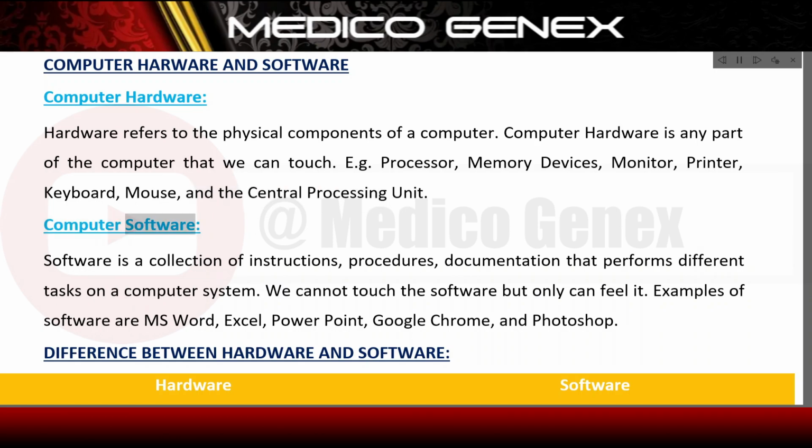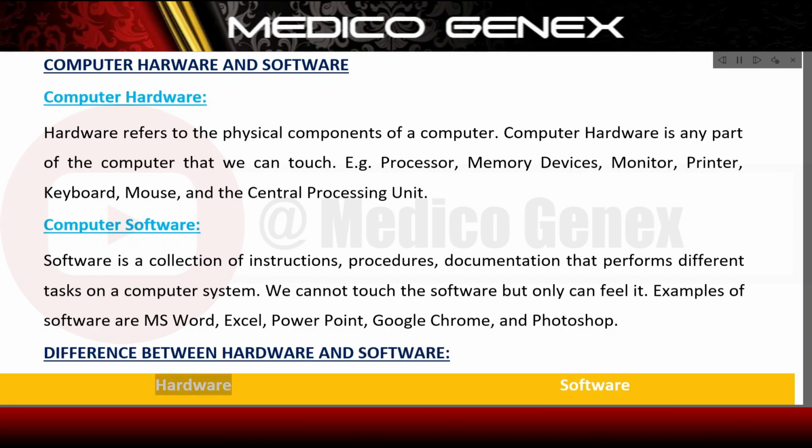Computer software. Software is a collection of instructions, procedures, and documentation that performs different tasks on a computer system. We cannot touch the software but only can feel it. Examples of software are MS Word, Excel, PowerPoint, Google Chrome, and Photoshop. Difference between hardware and software.